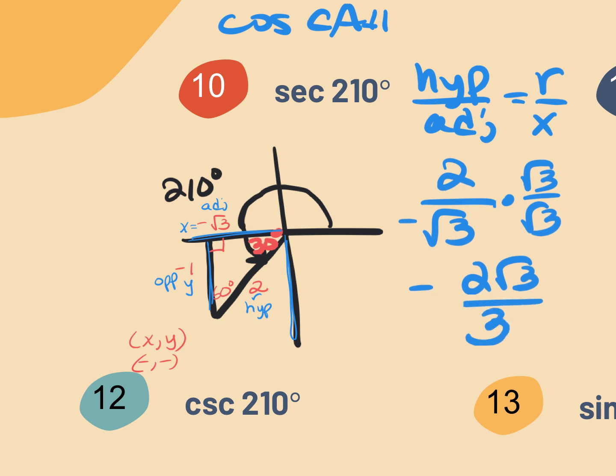Now, if you didn't want to put the signs on the adjacent and the opposite, remember your All Students Take Calculus. In quadrant 3, only tangent and cotangent are positive. So make sure that you put a negative sign when it's secant in the 3rd quadrant. Let's go on.